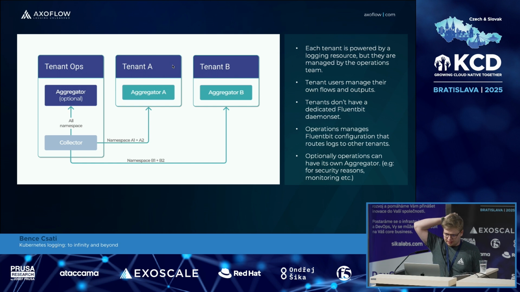The idea was that each tenant should be powered by a logging resource, and the whole observability stack is usually led by an operations or infrastructure team, meaning they control the Fluentbit agents and the logging resources themselves. Of course, they have to cooperate with tenant users so they can create the most appropriate logging resource for that tenant. What tenant users actually manage is their own flows, and they can decide on their own outputs. And optionally, and we highly suggest this, operations should have their own aggregator for security and monitoring purposes.